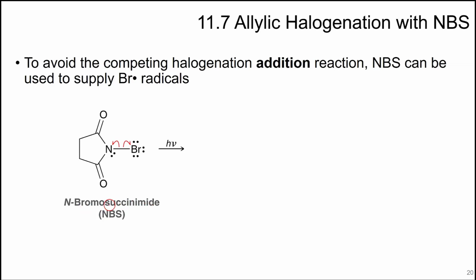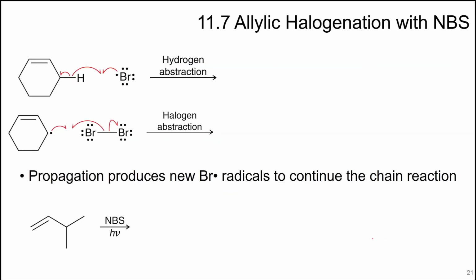So we have NBS, which is N-bromosuccinimide, and that has a Br on this nitrogen. Once you add light to that, it breaks up this bond. So you have N radical, and this one. This one is stabilized by resonance. So once this N radical forms and the Br radical forms, the Br can abstract that proton.